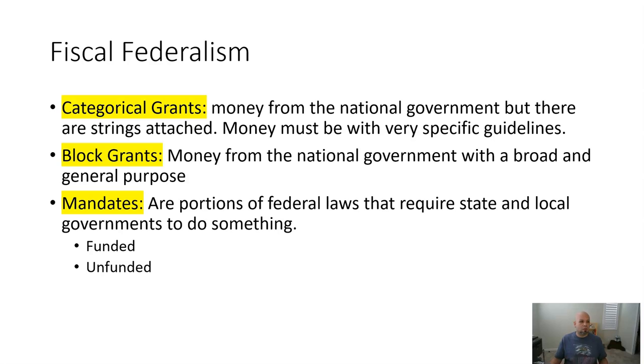So those are your three ways that the national government uses to influence the state government on how to do things. And really, I think the keys were block grants and categorical grants. You have to know the difference between these three when it comes to the test, because they're going to ask you specific questions about how these are affected. So if you have more questions, please ask me. I don't mind doing a follow-up video to explain stuff.